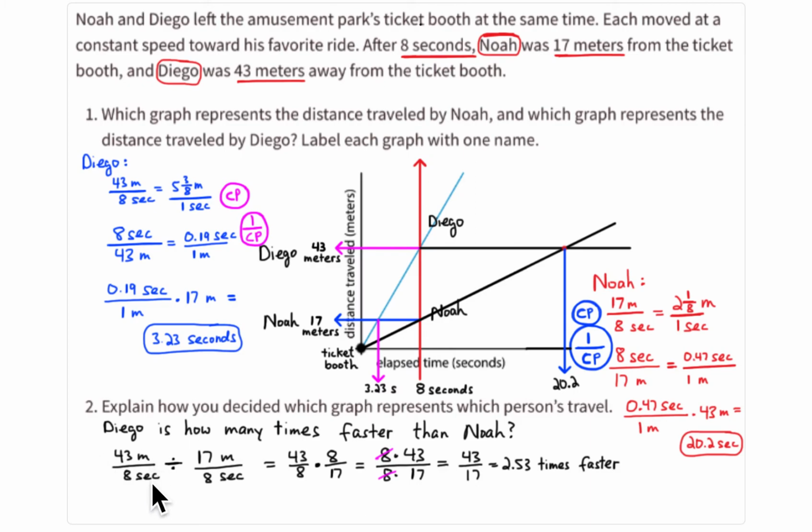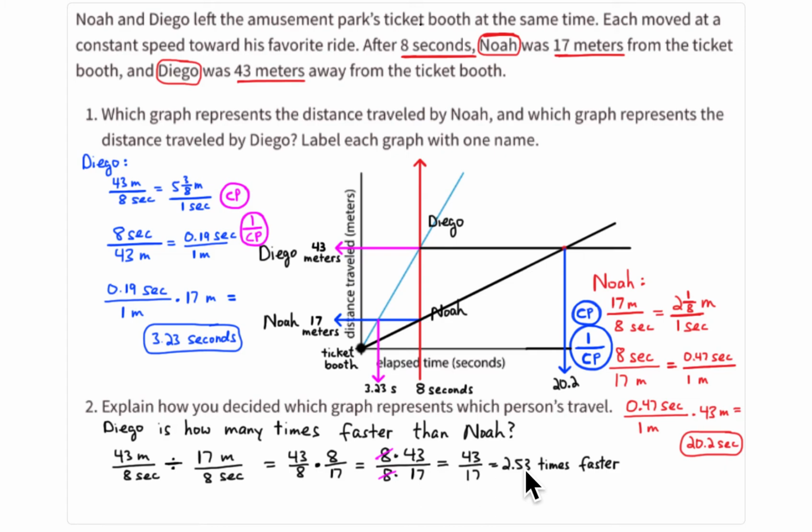So 43 meters per 8 seconds divided by 17 meters per that same 8 seconds. That simplifies to just 43 divided by 17. Since they're both per 8 seconds, you can just divide 43 by 17. These 8s cancel out. Those are the 8 seconds. So it's 43 divided by 17. So that is about 2.5 times faster.